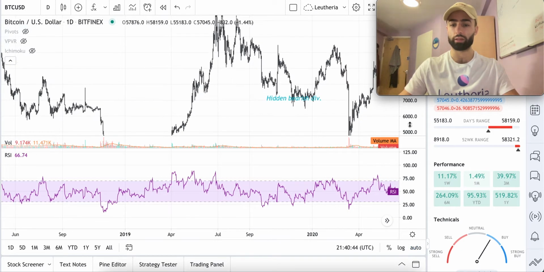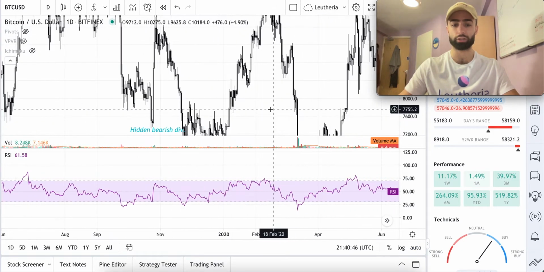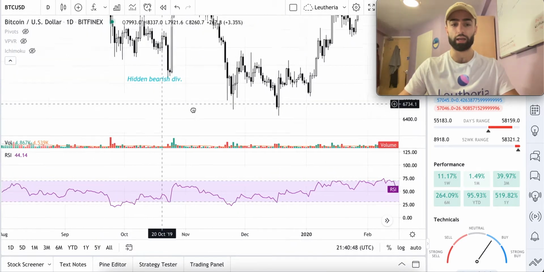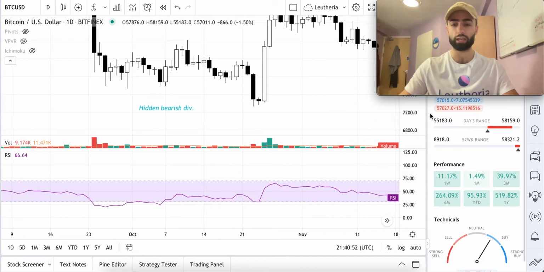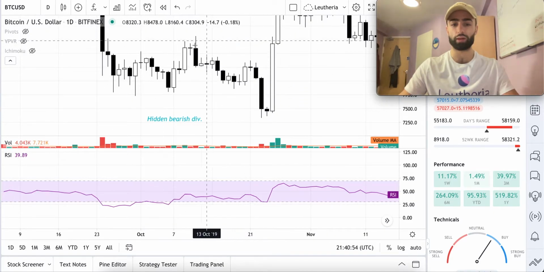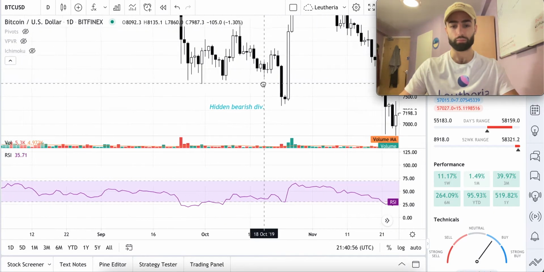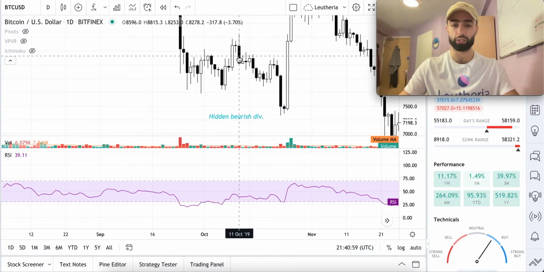So let's zoom in on this and take a look at a hidden bearish divergence and look at how you would make an entry on this. So the price action that we're looking at is this price action right here. Now, if we're looking at this price action, what do we have?